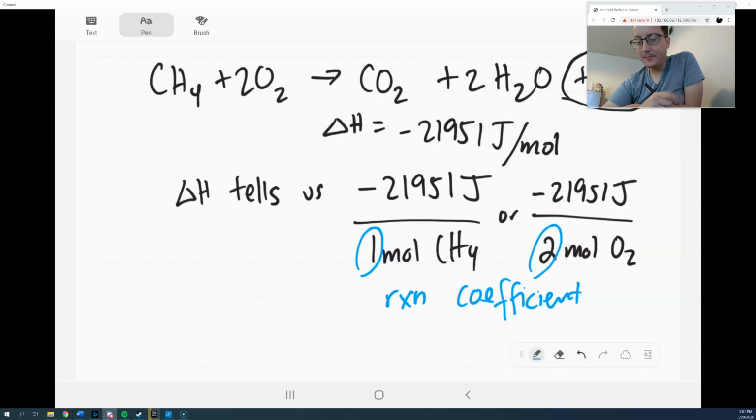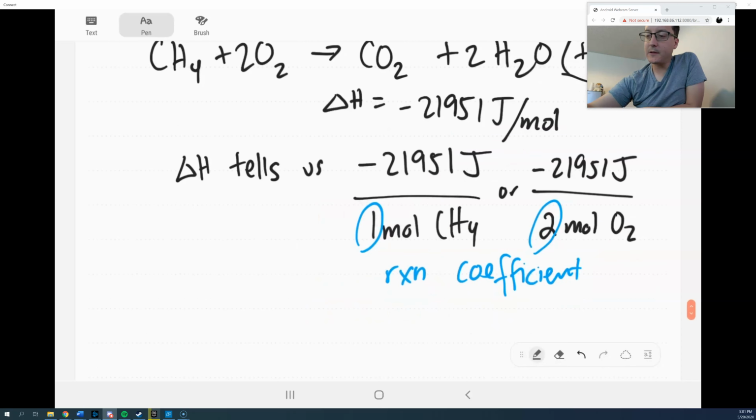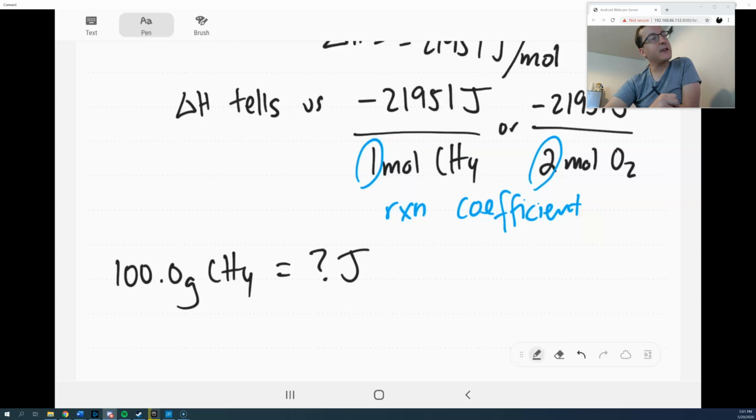Okay, so let's say we're given 100 grams of CH4, we can see how much energy is going to be released when we burn this methane. That's going to be important for anyone who's going into engineering or anything like that. This is an important concept, and you'll be doing this lots in 101 as well.